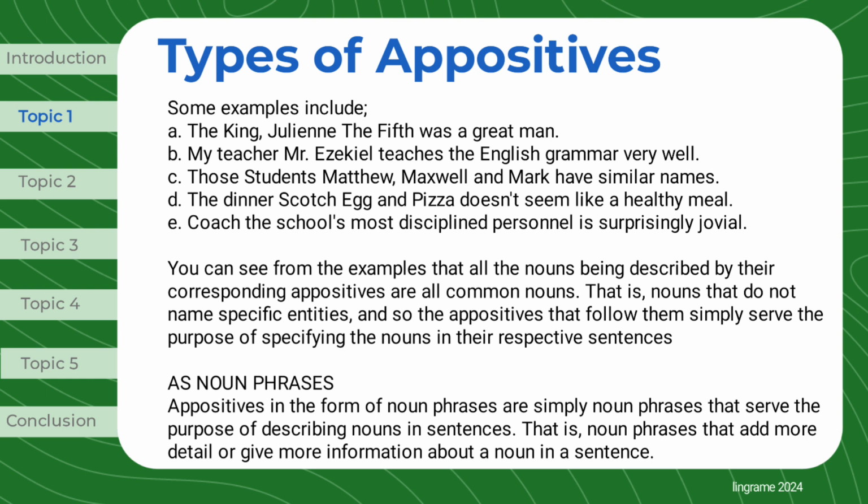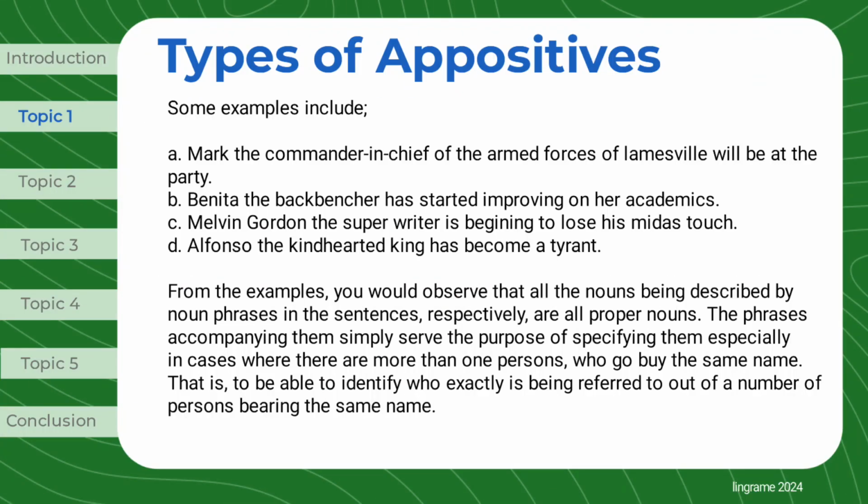As noun phrases, appositives in the form of noun phrases are simply noun phrases that serve the purpose of describing nouns in sentences. That is, noun phrases that add more detail, or give more information about a noun in a sentence. Some examples include, Mark the Commander-in-Chief of the Armed Forces of Lamesville will be at the party.